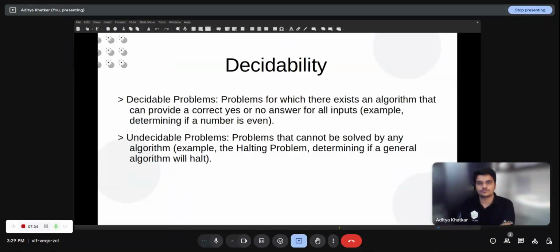There is also a factor that plays an important role, that is decidability. Decidable problems are those for which there exists an algorithm that can provide a correct yes or no answer for all inputs. Example: determining if a number is even or not. Undecidable problems cannot be solved by any algorithm, like the halting problem, determining if a given algorithm will halt or not. There are some problems which can't be solved using algorithms. Decidability shows that not every problem in the world can be solved using an algorithm.